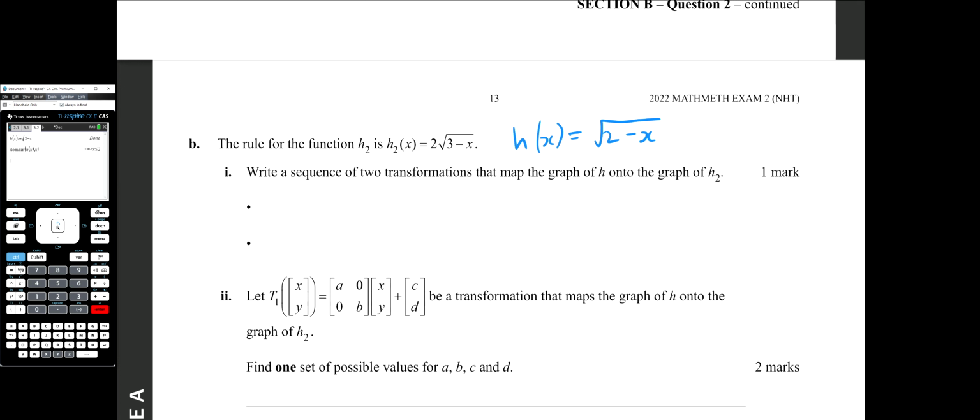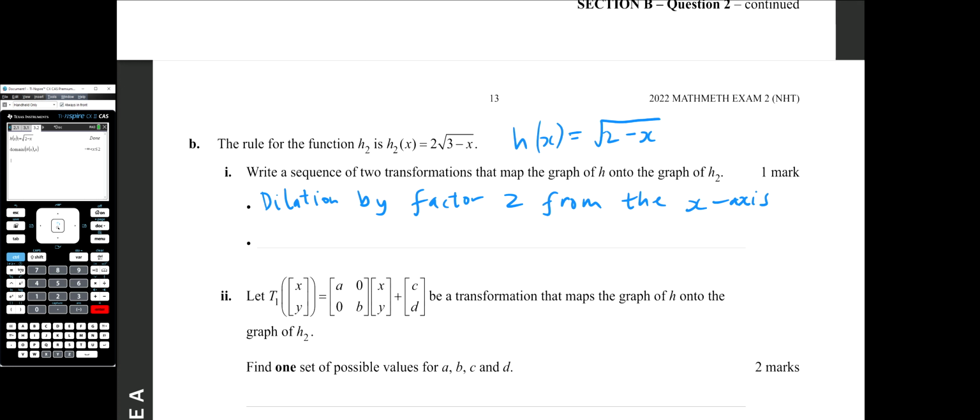So first things first, the 2 in front, that is a dilation by factor 2 from the x-axis. So that will get the 2 in front of the square root.